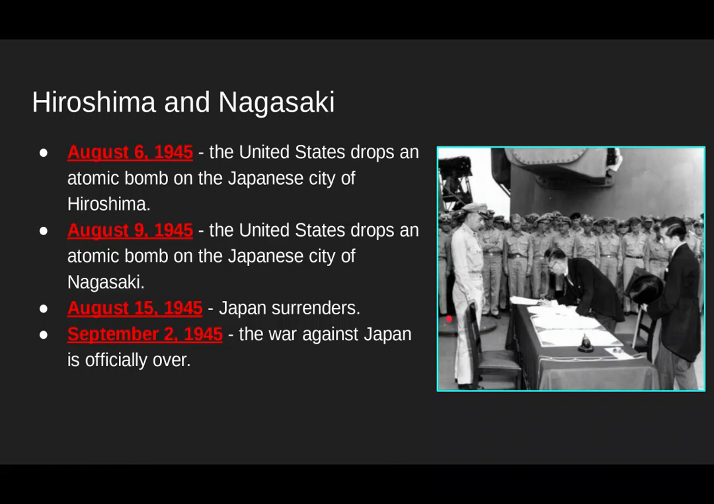World War II is in the books. The Allies have, at the cost of millions of lives and billions of dollars, finally defeated the Axis powers, Germany and Italy first in Europe in May of 1945, and then Japan last, in late summer, early fall, August and September of 1945. So there you go. Those are the major events of the war, broken up over two presentations.